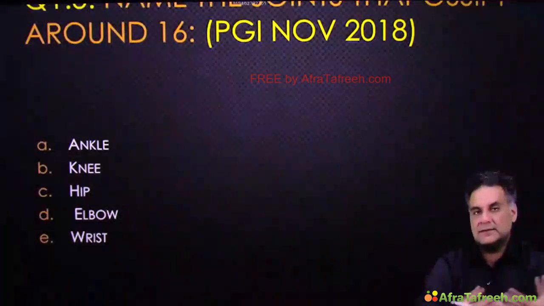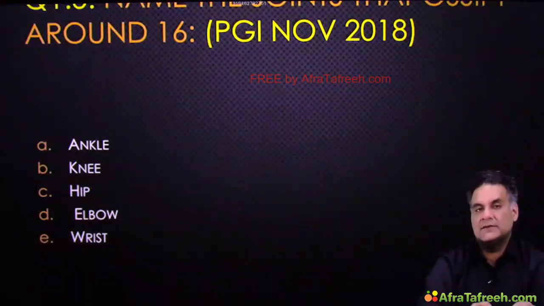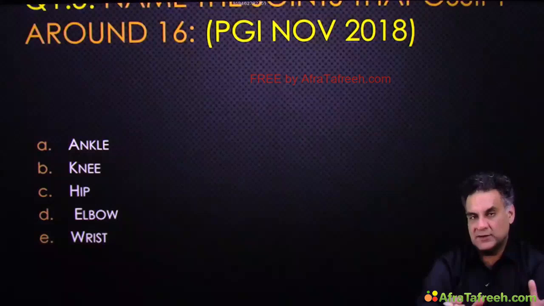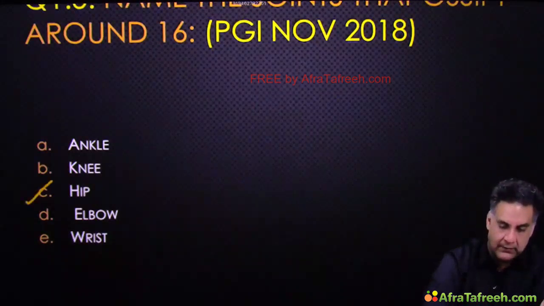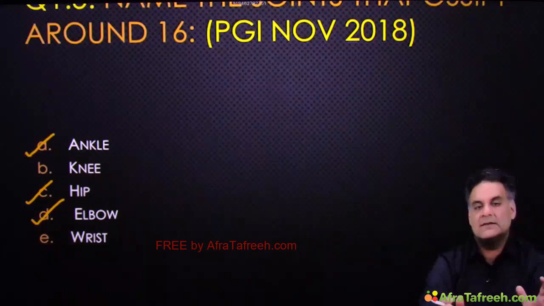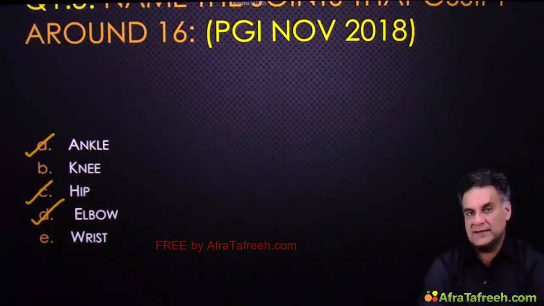Name the joint that ossify around 16. So we remember that what looks down is finishing early. So you have the ankle, you have the elbow and the hip. So hip, elbow and the ankle. These are 3 joints that ossify at 16.